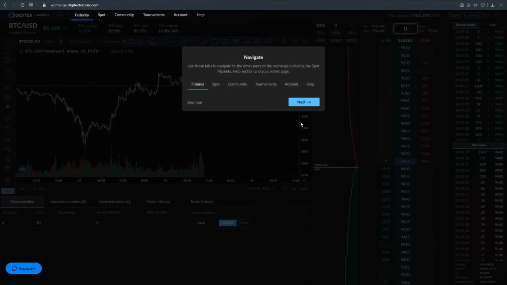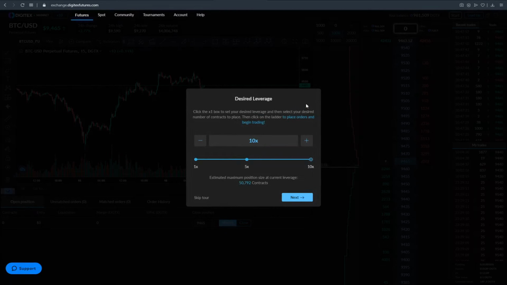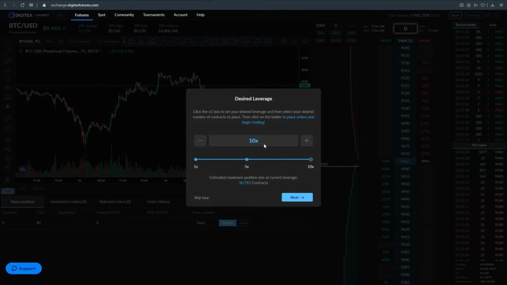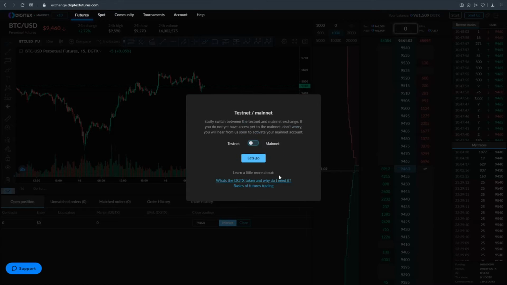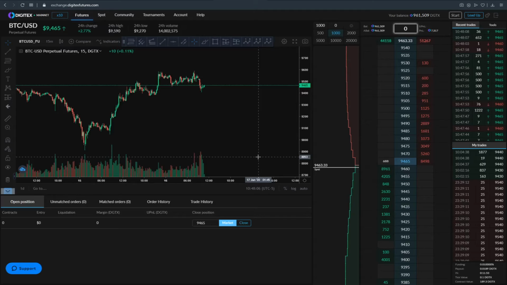And then you keep going here and you have these different tabs you can select, if you want to go through and explore what you have, basically just up here showing you right here. And so then you can go on and select your leverage, and so you can have that set so that you're ready to go to start trading. It shows you how many contracts that you can trade with depending on what leverage you set, and then you can select testnet or mainnet and then start trading.